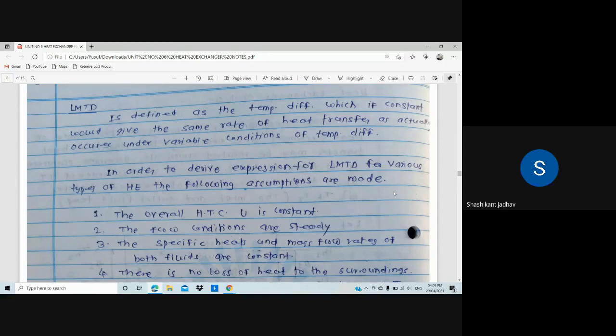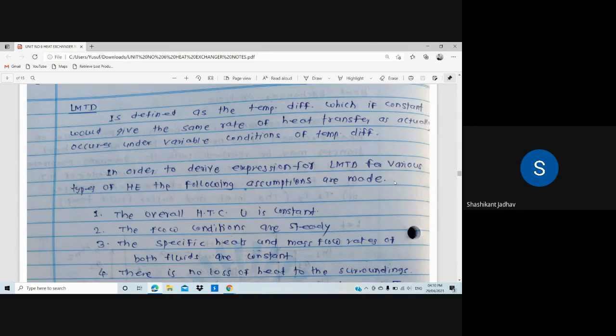The mass flow rate, we are going to consider constant. That means whatever mass passes per second in kg per second, or whatever the specific heat of the hot fluid or cold fluid is, that is going to be constant. We have to consider this assumption. So write down the third assumption: the specific heats and mass flow rates of both fluids are constant. Okay, so this is the third assumption.